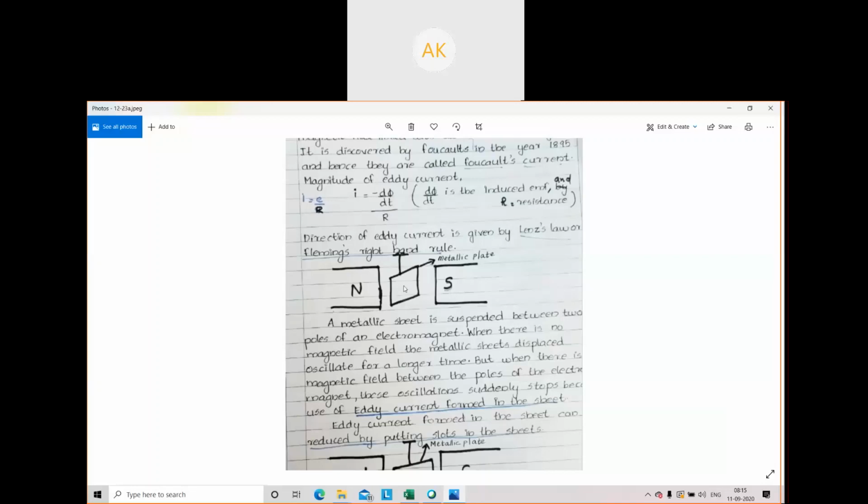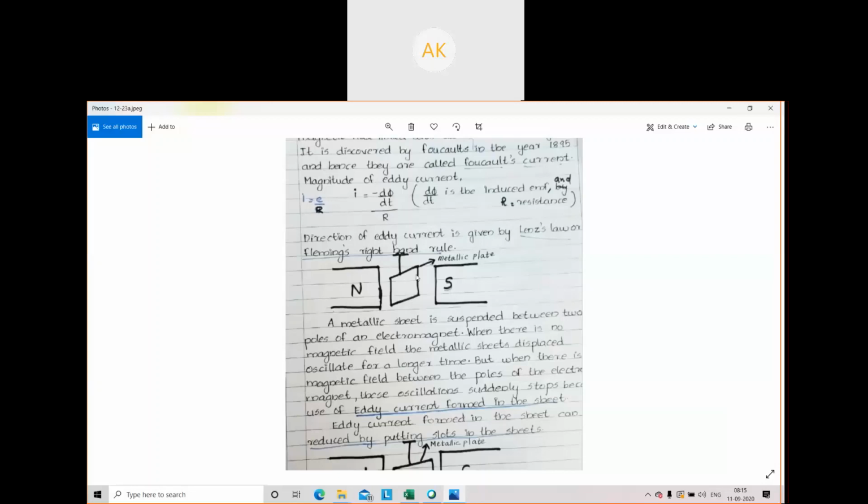Area is changing. We know EMF equals minus dφ/dt and φ equals BA cos θ. Flux equals BA cos θ, and EMF induced equals minus dφ/dt. Therefore, I is equal to dφ/dt divided by the resistance of this plate.